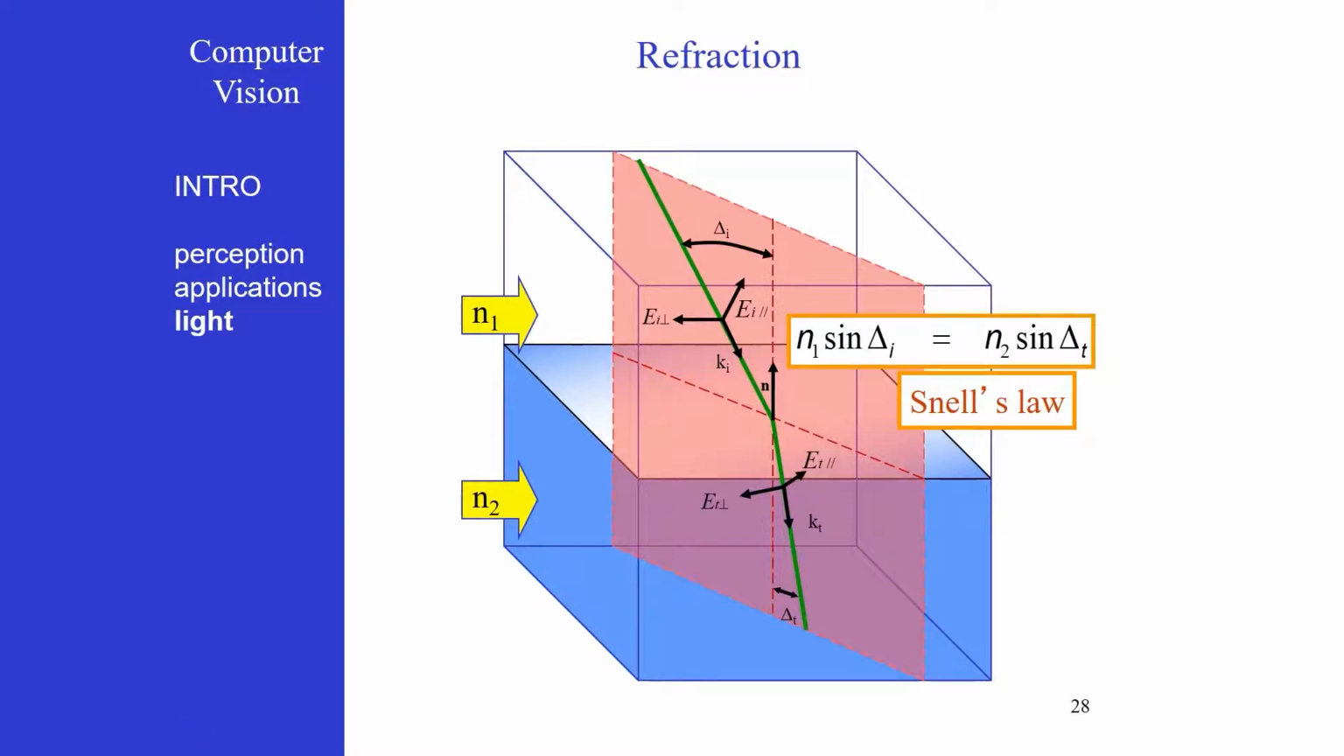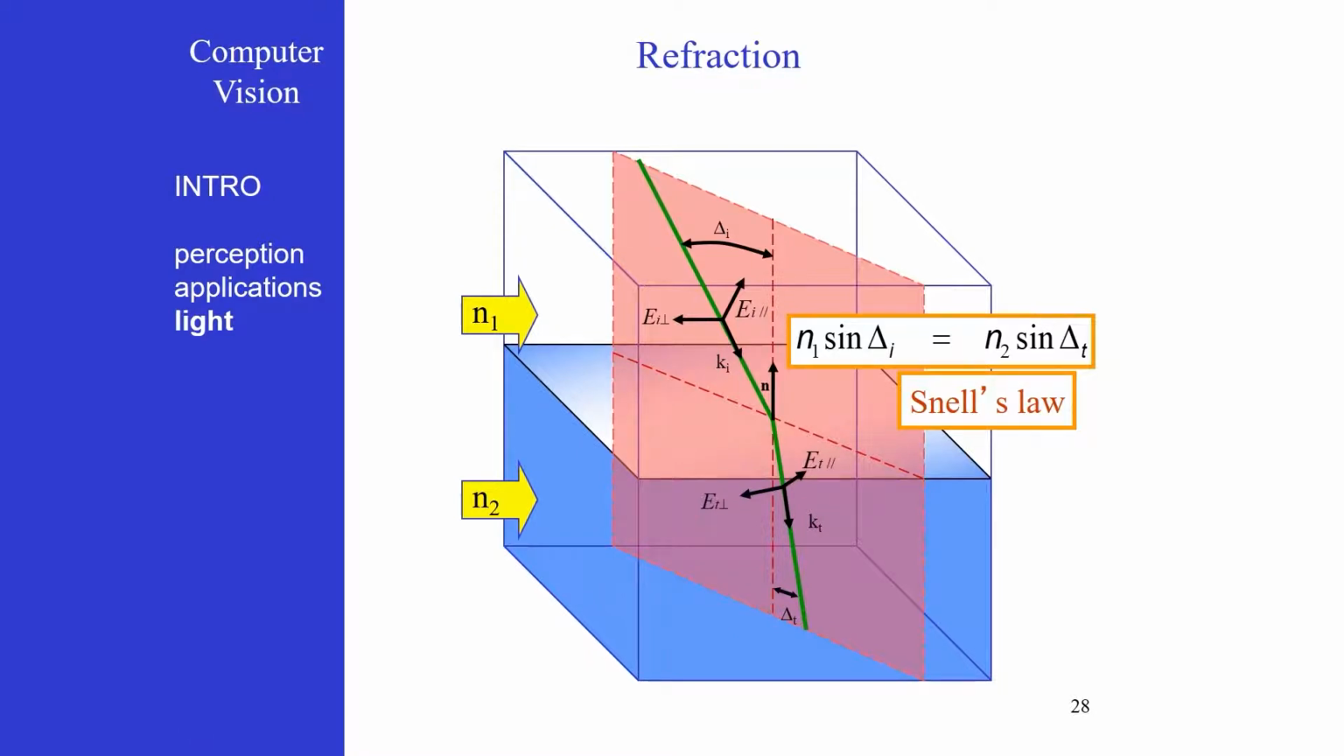And we see that these two angles follow a law, but it's no longer that angle of refraction is just angle of incidence as we had with reflection. No, this is much more complicated. Now we have N1 times the sine of the incoming angle is N2 times the sine of the refraction angle.